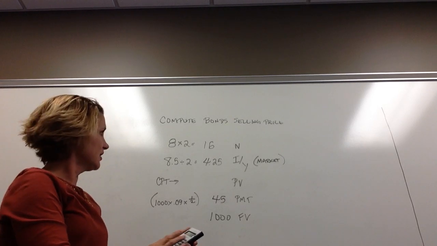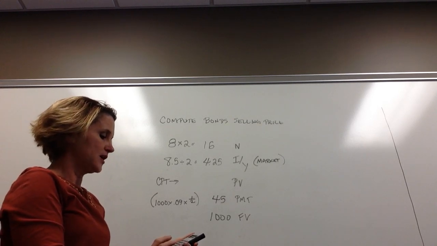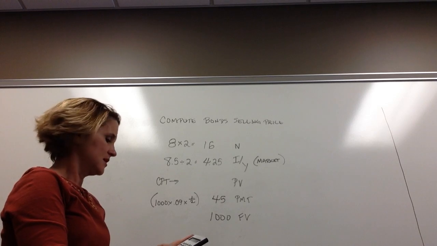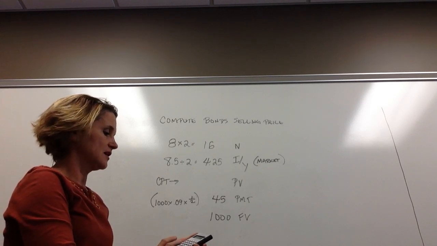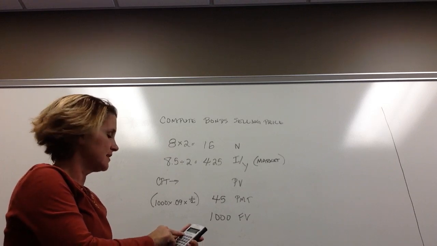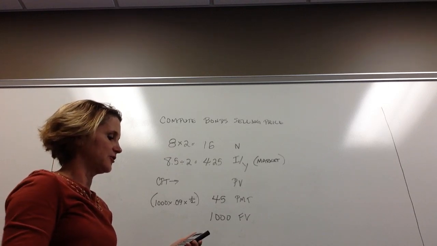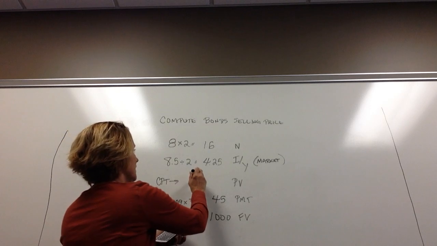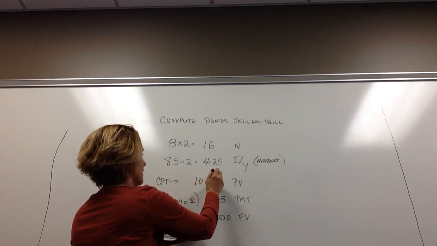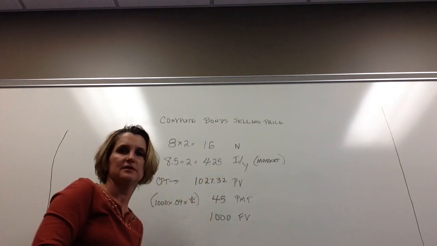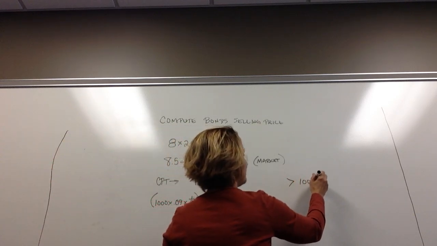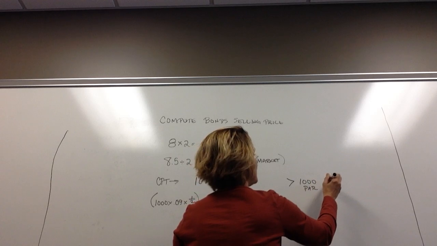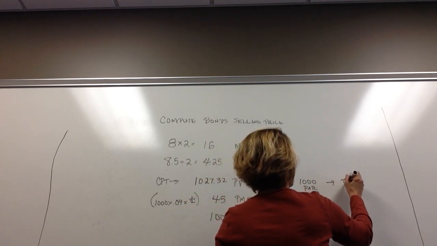So 16 is our N, 4.25 is the IY, $45 payment, $1,000 future value, and then compute the present value. So then that gives me $1,027.32. So then if it's greater than the par value, it's selling at a premium.